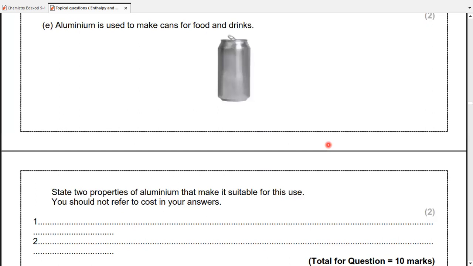Okay, one thing is definitely malleable and ductile. We can give it this kind of shape, that is very important in order for it to be used in this shape. That's the first. Secondly, it's a light metal. This can would not be very heavy. Thirdly, food or beverages have a lot of acid. Aluminum does not react with those acids, the food acids.